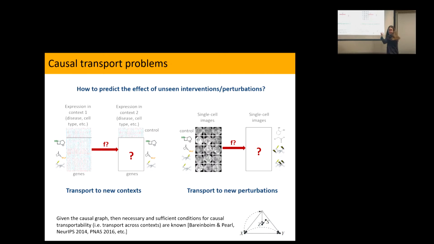But as I said, we don't know the causal graph. These are the types of results that we would like to get. This is the problem we want to solve. If you give me the causal graph, they have it completely characterized, but of course, we don't know the causal graph.